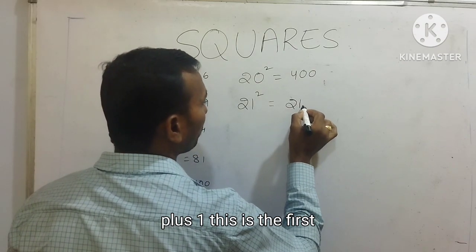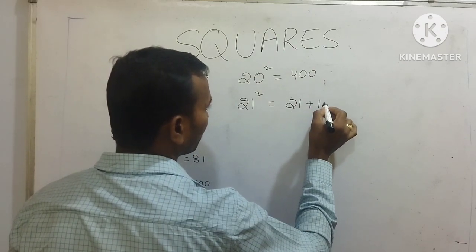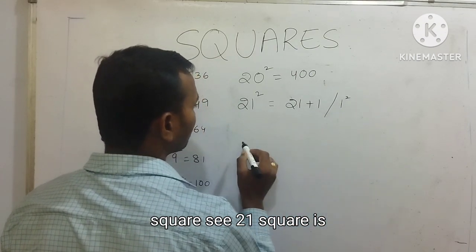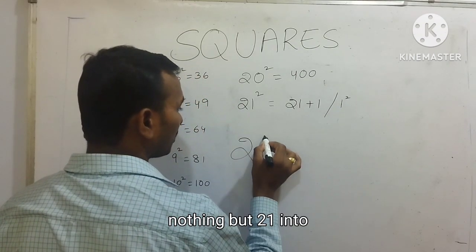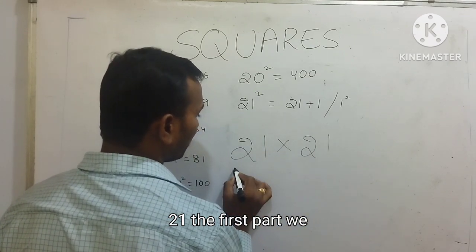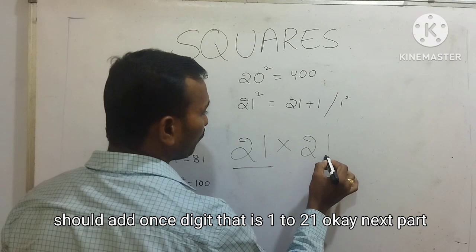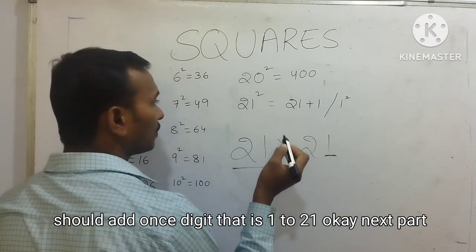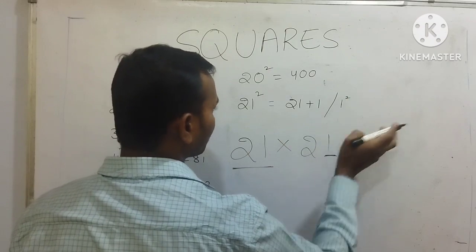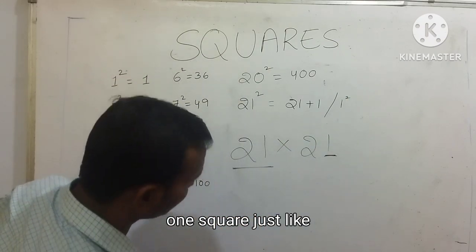21 plus 1. This is the first part of the answer. 1 square. See, 21 square is nothing but 21 into 21. In the first part, we should add the one's digit, that is 1, to 21. Next part, 1 square. Just like the previous case.